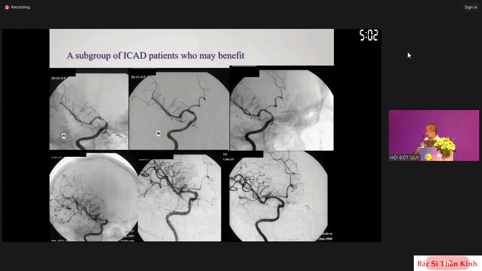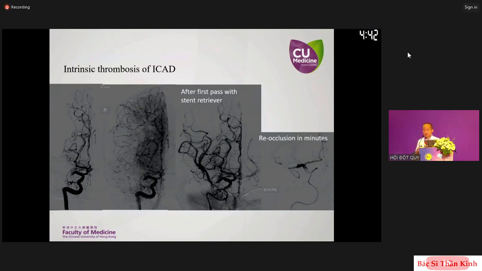But at 1 year, you see some slight in-stent restenosis. In the patient in the lower panel, you can see she even enjoyed a late luminal gain with the Wingspan stent. So we have to define this subset of patients. So much for the elective management of ICAD patients.